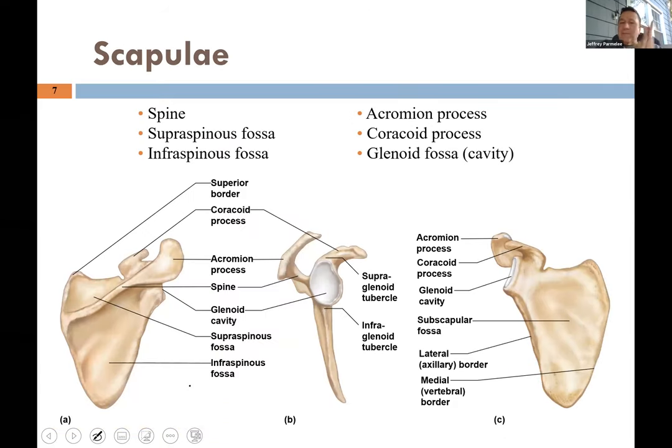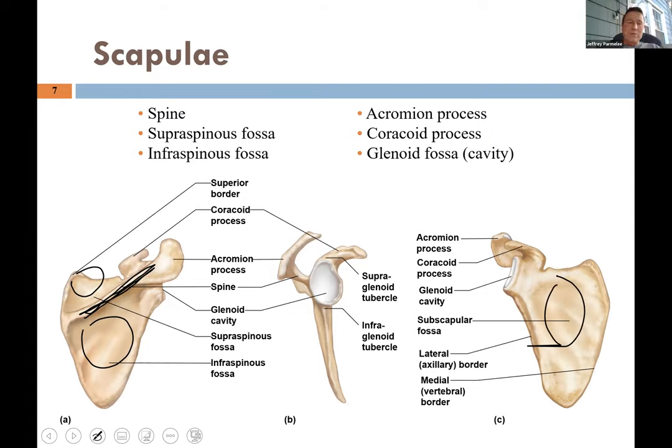So looking at the anatomy, you see a spine. It separates it into a fossa, F-O-S-S-A, which is a depression. And there are infraspinous and supraspinous depressions. And those muscles are called supraspinatus, infraspinatus, and then subscapularis on the underside. So the muscle name's pretty easy if you know the bone.